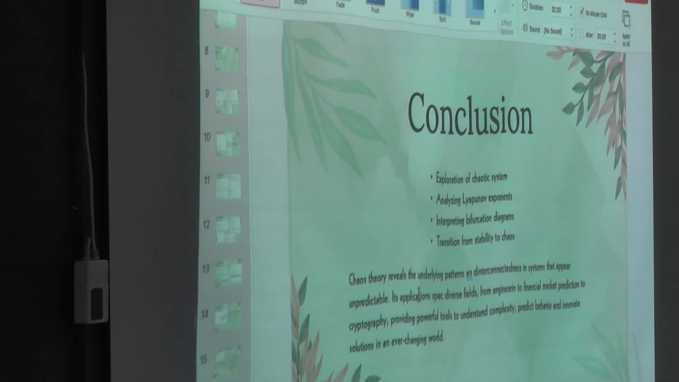Any question? You said we are removing the transient, because here it will not show the bifurcation diagram, right? No, it just shows the temporary behavior. So that's why we don't bother.